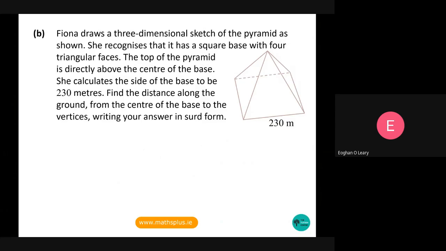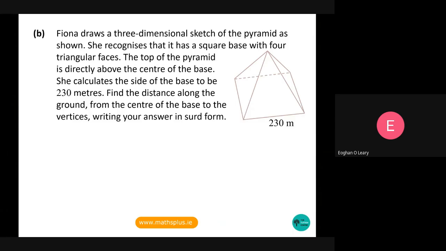We're on to part B. Fiona draws a three-dimensional sketch of the pyramid as shown. She recognizes it as a square base with four triangular faces. The top of the pyramid is directly above the center of the base. She calculates the side of the base to be 230 meters. Find the distance along the ground from the center of the base to the vertices, writing your answer in surd form. So there's quite a lot in that.